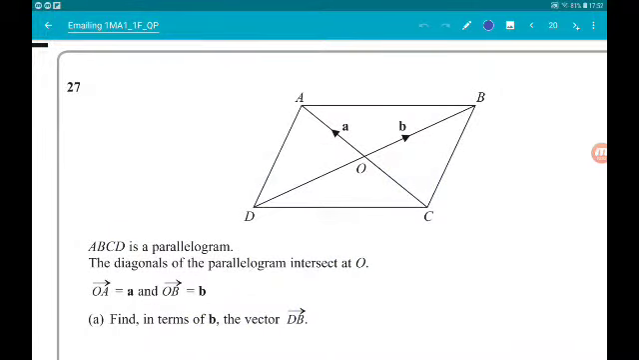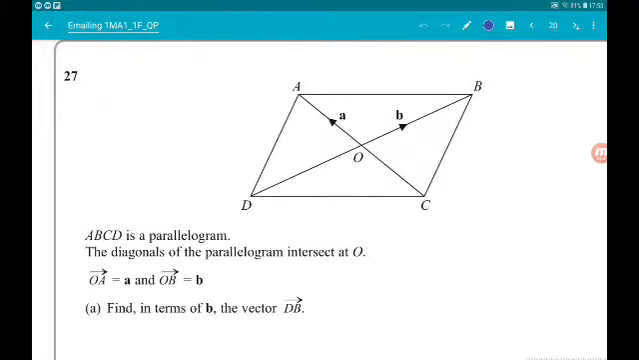Okay, final question 27, we've got vectors. So ABCD is a parallelogram. The diagonals of the parallelogram intersect at O. So diagonals of a parallelogram meet at the centre of the shape. So O is the midpoint of both diagonals. So we're told that vector O to A is little a and vector O to B is little b.